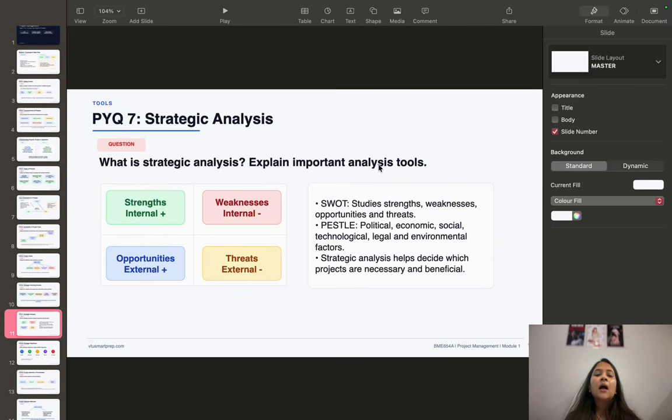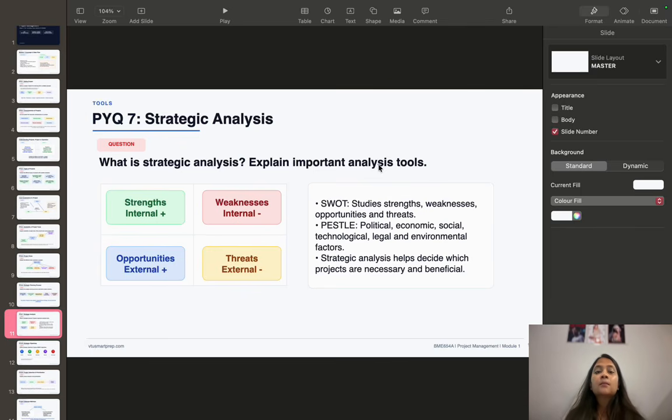Okay, and O stands for opportunities. So these are external positive factors. Opportunities are what you are getting from outside, right? What is another keyword for outside? You can use external, right? So external positive factors. And next, T stands for threats. These are external negative factors. Threats are nothing but external negative factors. So very easy to remember, right?